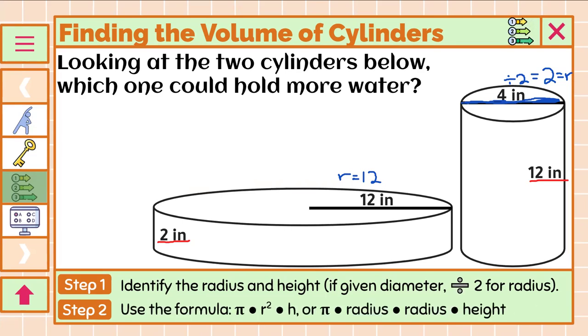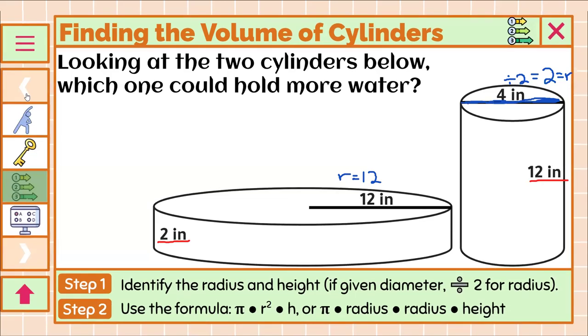Pi times r squared, or to the power of 2, times the height, or h. Now remember, when we have anything to the power of 2, it means you're multiplying it by itself. Or in this case, it'd be radius times radius. So I'm going to start actually putting that in. We'll do our short cylinder first.